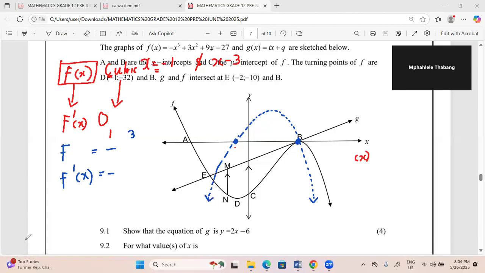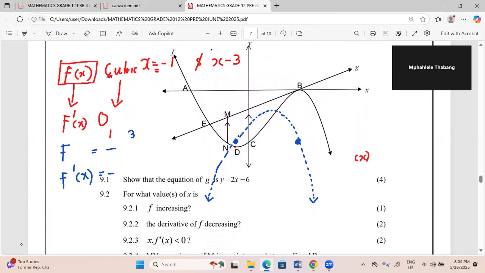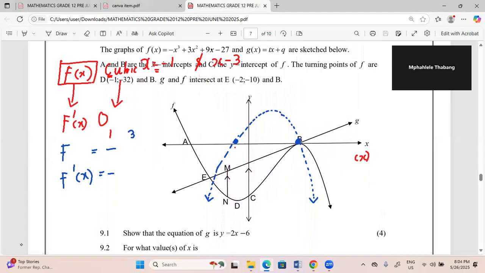Okay, let me go back to the question. For what values of x is the derivative of f decreasing? And then I said, when you study the function, study it from the left. Remember, the derivative of f, it's this quadratic function which I've drawn with a blue color. So when you study the function, study it from the left. So let us check it from this left.